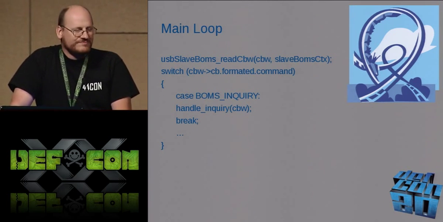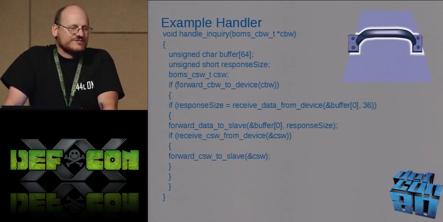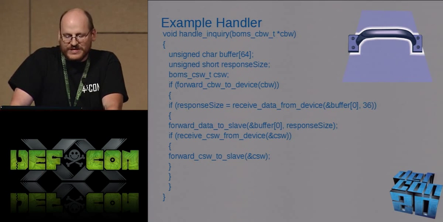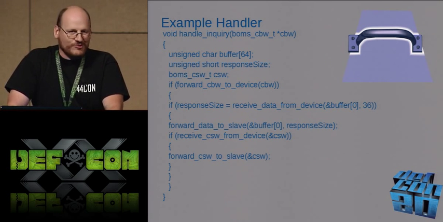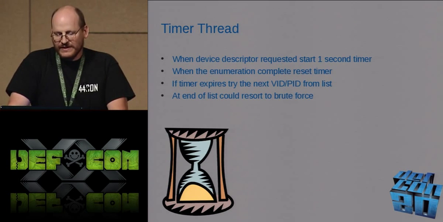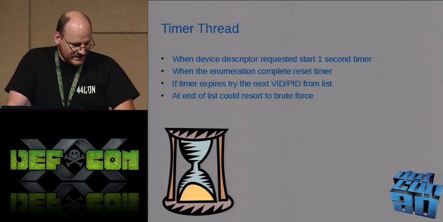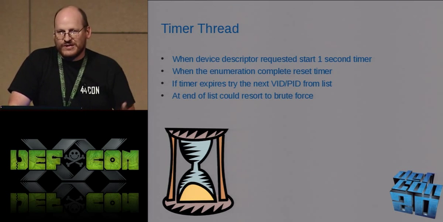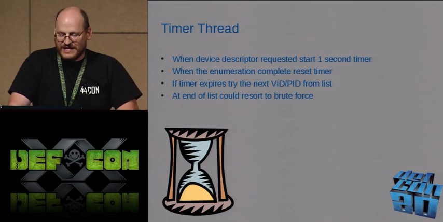So the main loop just sits around waiting for stuff, and then I have a bunch of handlers. This is just a quick example for the inquiry command. It gets a command block wrapper, allocates a little space, forwards it to the device, gets a response, sends it back, and waits for a command status wrapper and sends it back. It's not rocket science here. The timer thread, as I said, will get started and wait for additional queries for descriptors, and it will get reset if the device actually got fully enumerated.